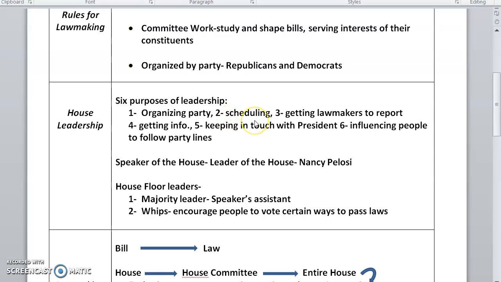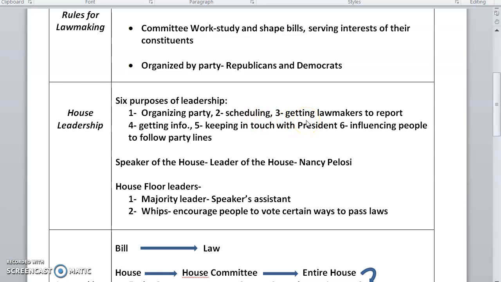Okay, scheduling. You want to schedule your political party there on certain times, certain dates, so that they can vote for these bills, because not everybody is there at the same time. Sometimes they're back in their home states doing other things. So you want to make sure that people are there when you need them to be there.